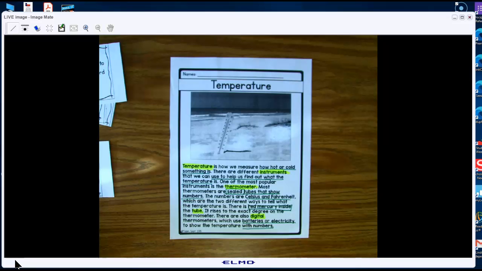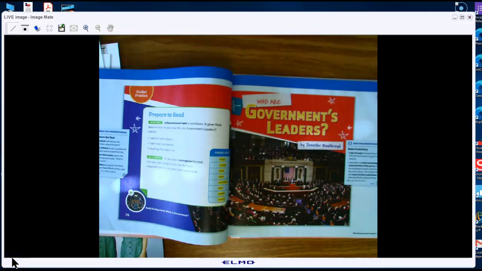All right. So you can see how we can use the words around us to see what words mean in a story. So we're going to talk about words in a story with our story that we have this week. So go ahead and get out your reading book. Leaders by Jennifer Boothroyd.